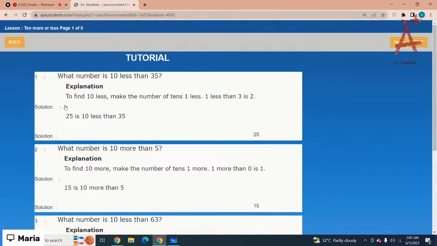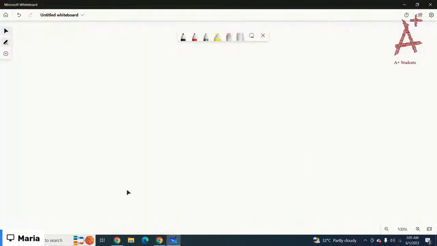That means you have to make the number of tens one less. So you have to subtract 1 from the digit at the tens position. You have 35. The rightmost digit is always the ones digit and the next digit is always the tens digit. So this is the tens digit. You have to subtract 1 from the tens digit. 3 take away 1 is 2. That means 10 less than 35 is 25. So the correct option is 25.